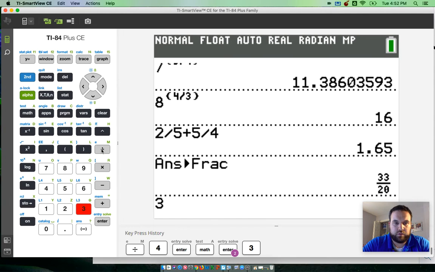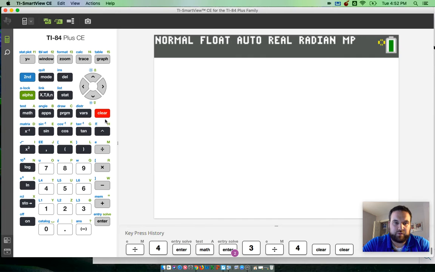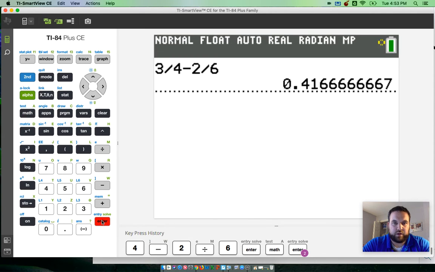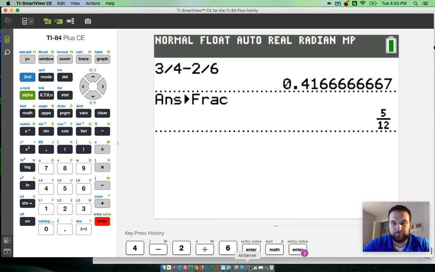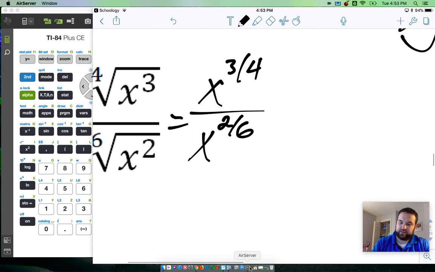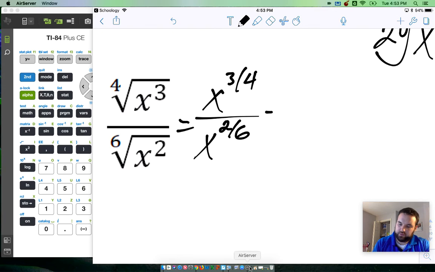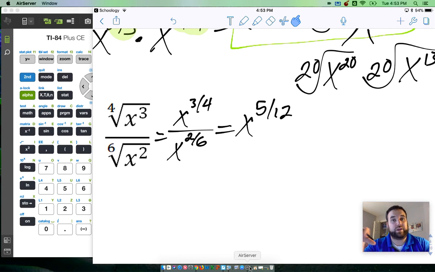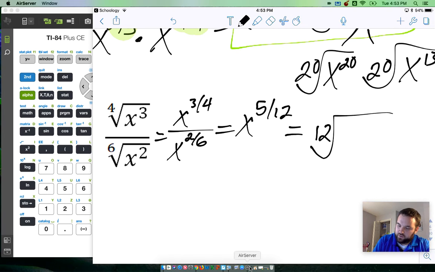So 3/4 minus 2/6, decimal, math, enter, and I get 5/12. So I can subtract these things, and this would become just simply x to the 5/12, no fraction anymore. And again, if it was a multiple choice question and it only had radicals, using what we know now, we could switch this to the 12th root of x to the 5th power. Either one of those, totally fine.